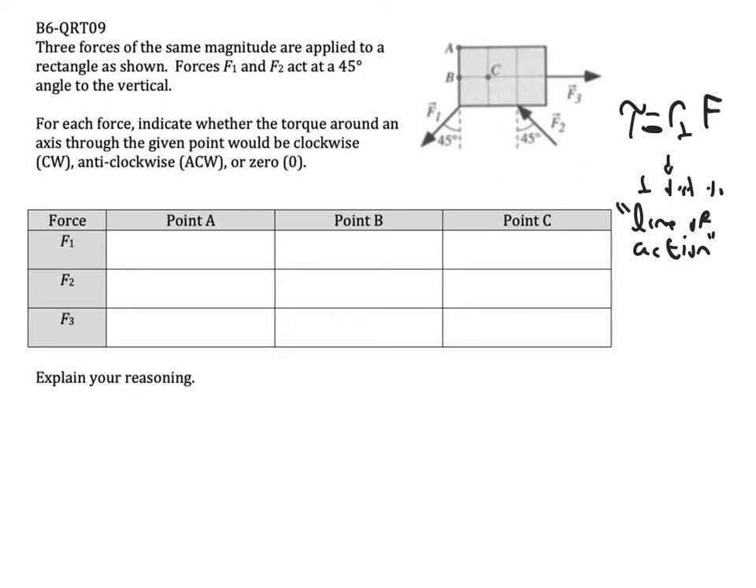So I'm going to just label our three forces here. F1 has this as its line of action, and F2 has this as its line of action, and then F3 has this as its line of action. Notice in each case it really is just the line in which that arrow lives.